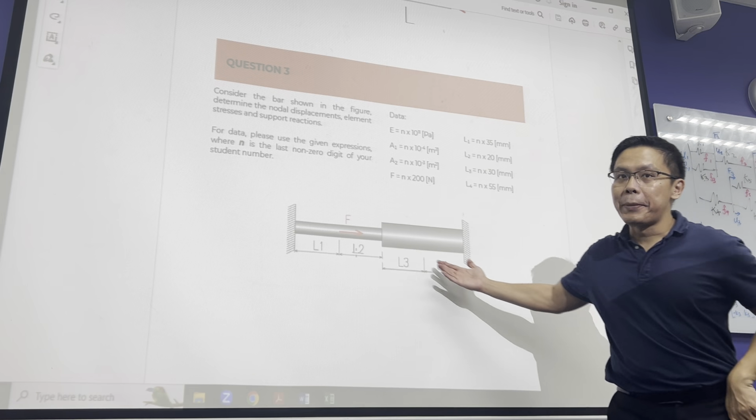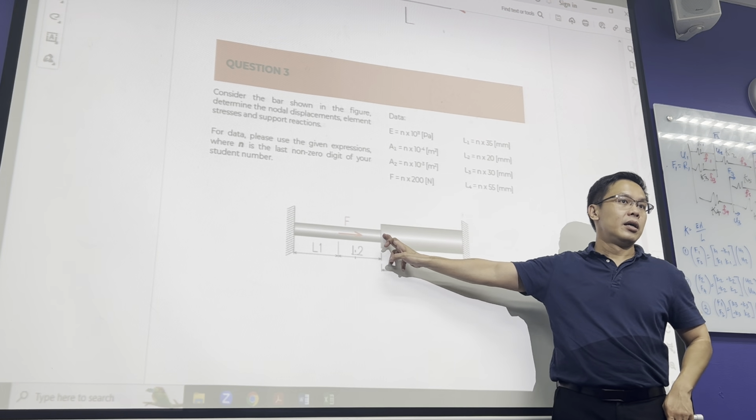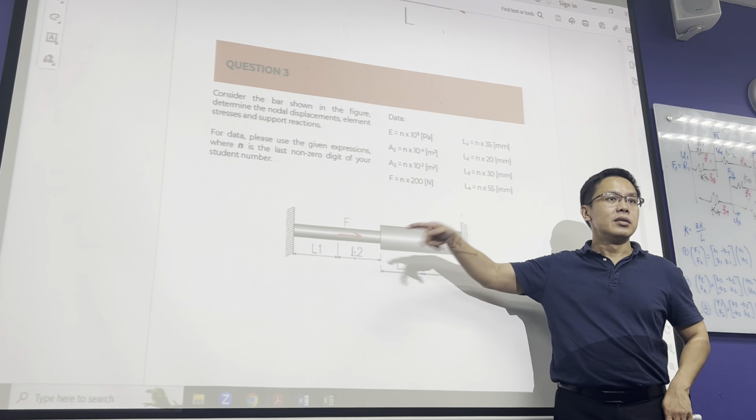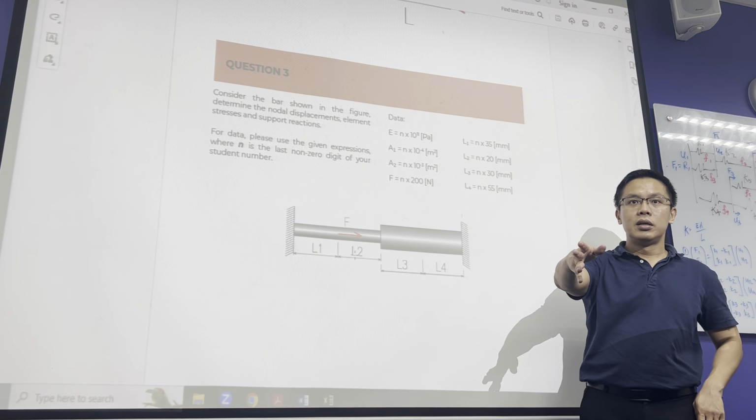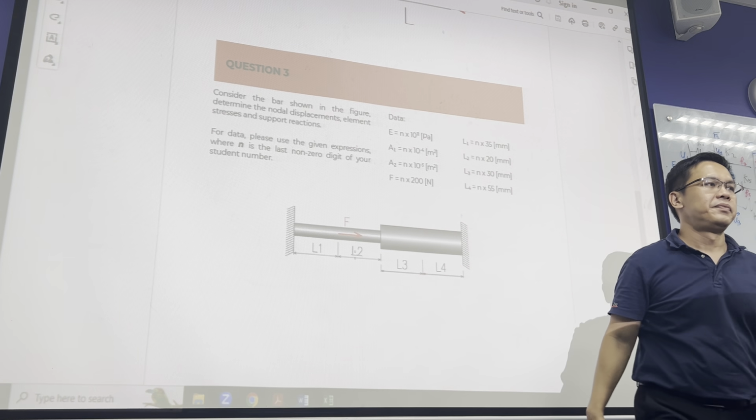Even though we don't apply it, so what is F3 per se? F3 equals to what? 0. F4? 0.